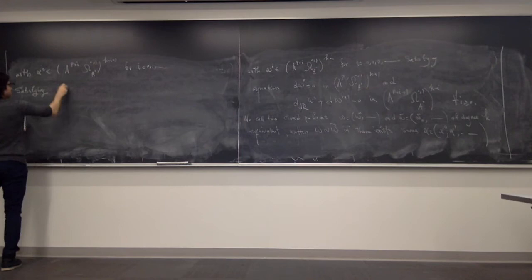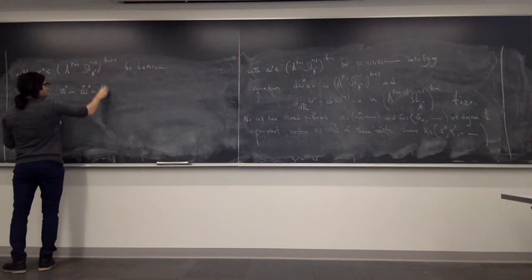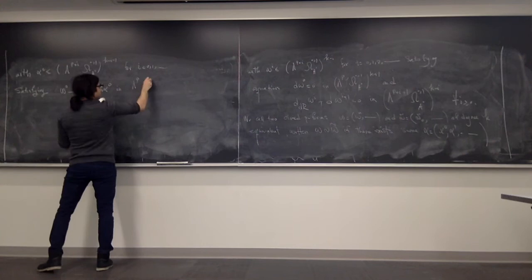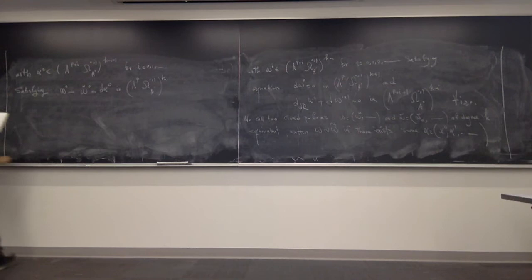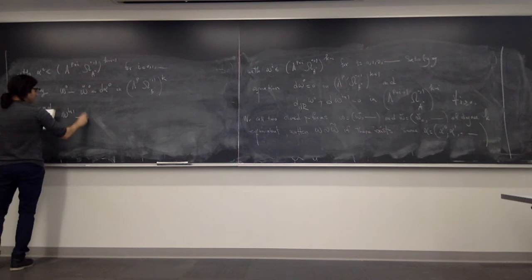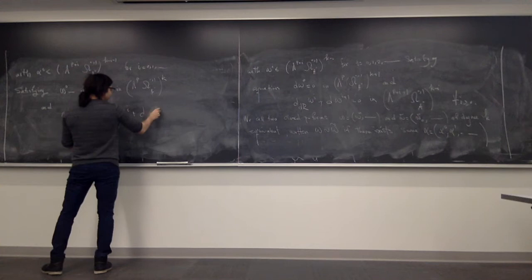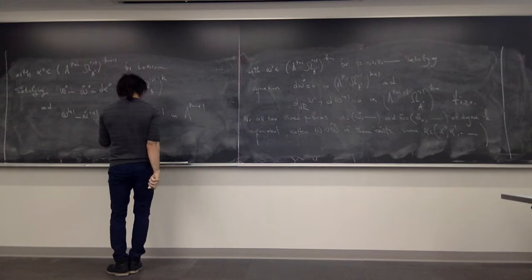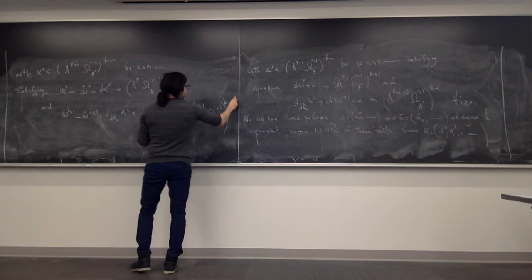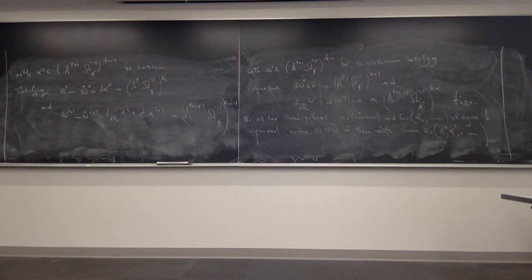satisfying omega 0 minus omega tilde 0, the 0 piece, equal to d alpha 0 in lambda p, k piece, okay, and omega I plus 1 minus omega tilde I plus 1 equal to d de Rham, again a complicated system, d of alpha I plus 1 in lambda p plus I plus 1 of omega, k minus I minus 1. Okay, again, that's a really complicated system.